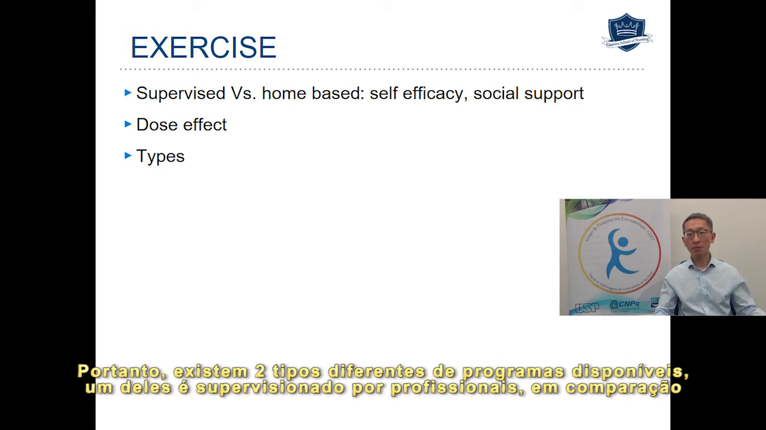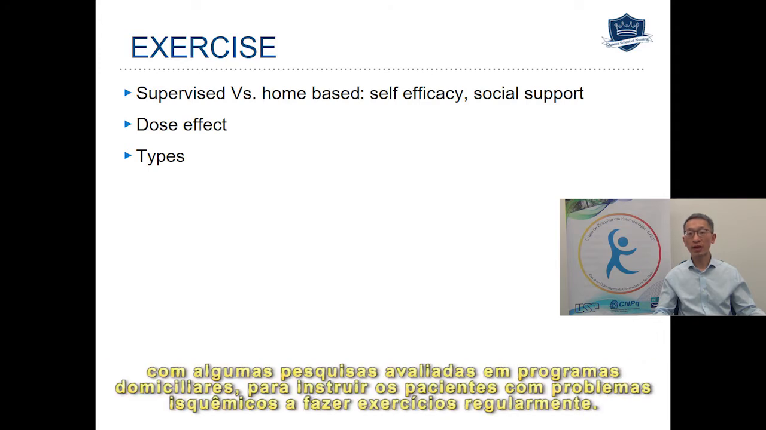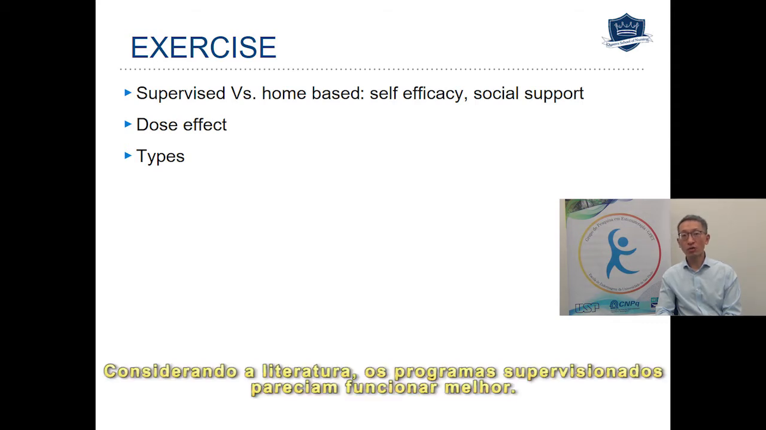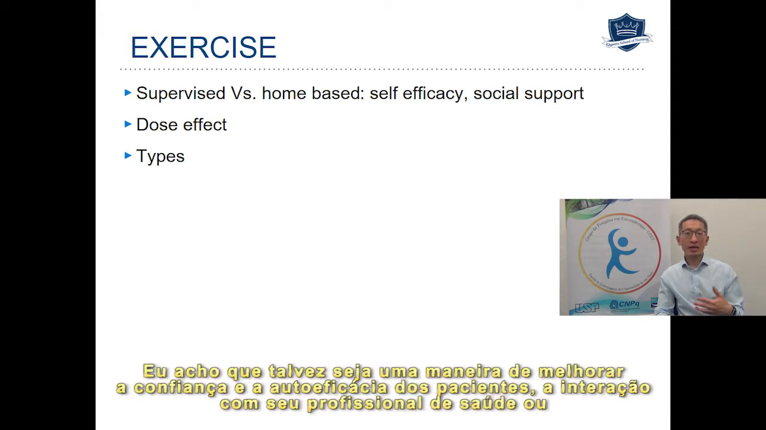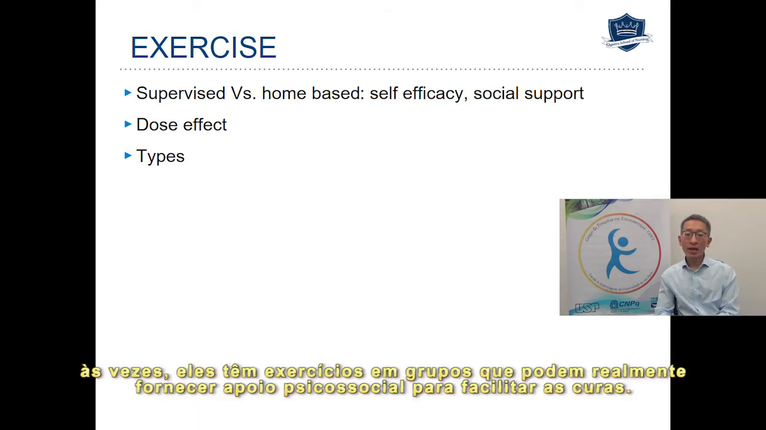One is supervised by clinicians, by professionals, versus some of the research that evaluated home-based programs. So they instructed the patients with ischemic problems to exercise on a regular basis. And I think in the literature so far, the supervised program seems to work better. Perhaps it is a way to improve patients' confidence and self-efficacy, and the interaction with their healthcare providers. Sometimes they may have an exercising group, which may provide that psychosocial support milieu to facilitate adherence.